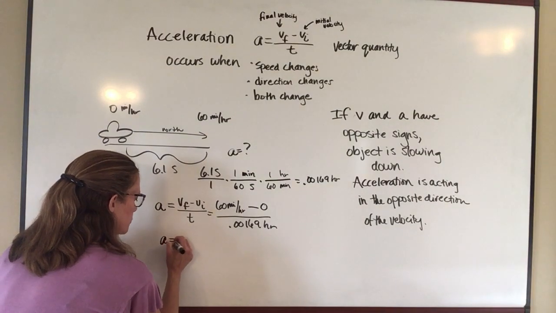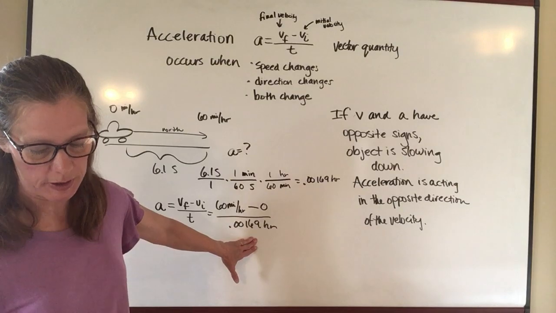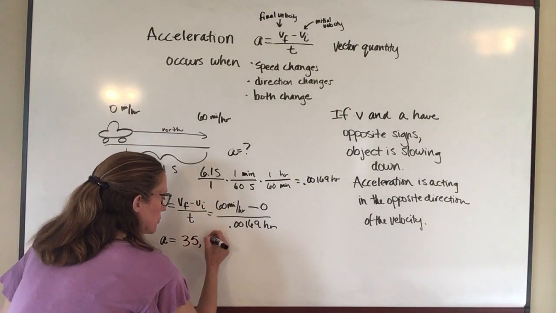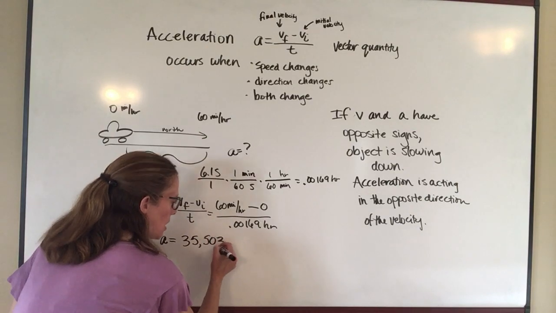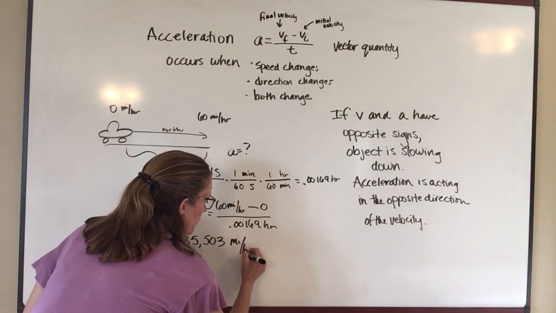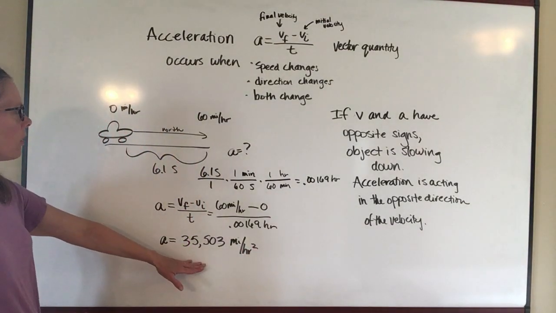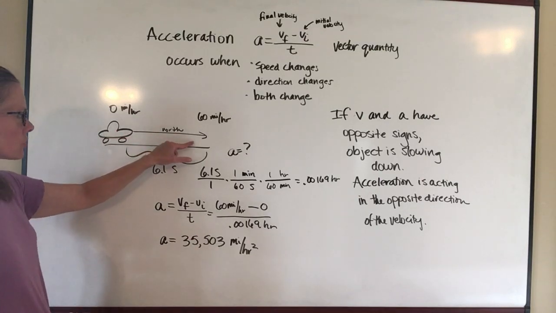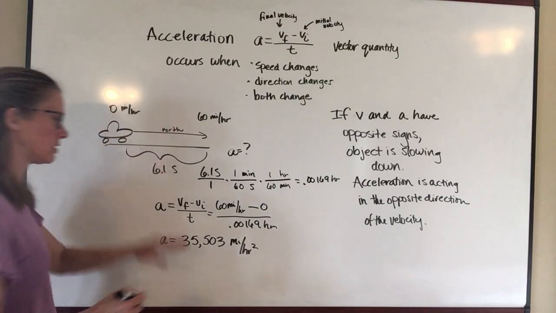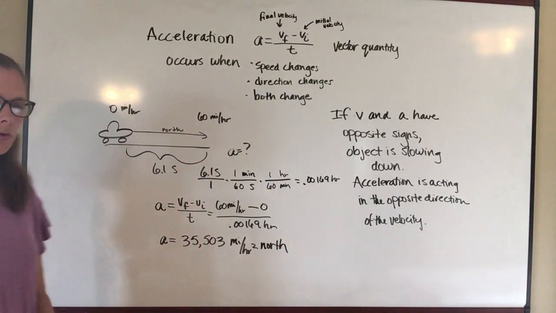And you should be aware that if you divide by a really, really small number, you end up with a really, really big number. So the final answer here is going to be, make sure you try this so you get the right answer, 35,503 miles per hour squared. So he's got a pretty good rate of acceleration going there. Which direction? Well, the car's going north. The acceleration is positive. The velocity was positive. So that means that this is also to the north.